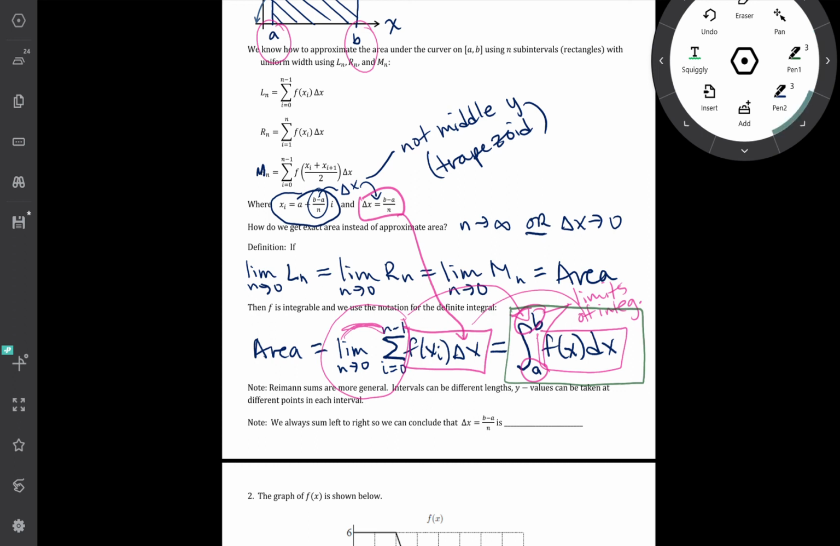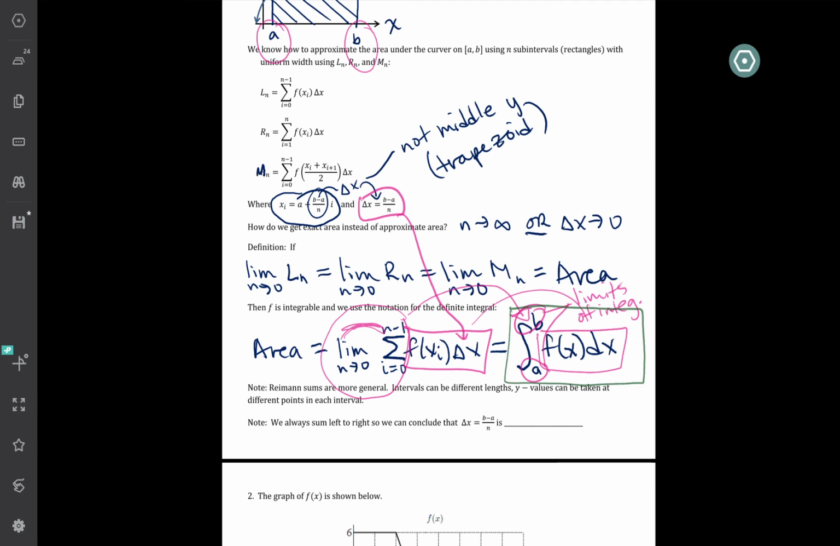Okay, let's see. Last thing, I think I just have a couple of comments. So I said we want the limit of left, right, and mid to all approach the exact area. Really what we want to see is that if you take any Riemann sum, that when you allow the number of rectangles to go to infinity, that approaches one nice value, and that value is the area.